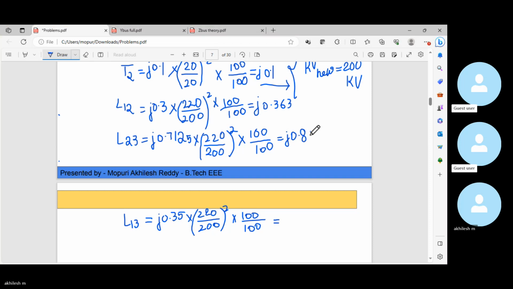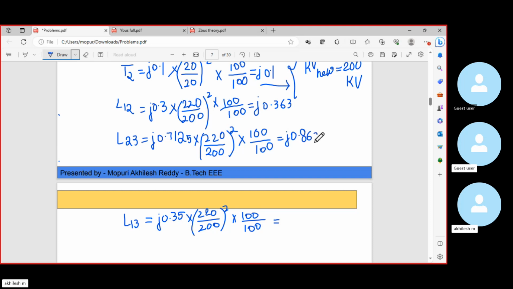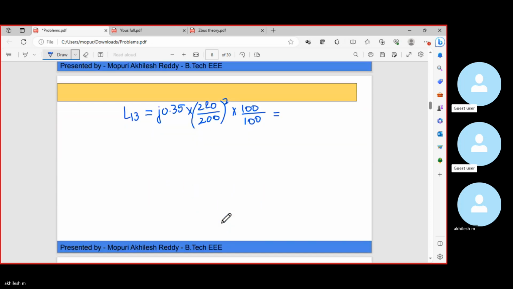0.862125, 0.86213. Okay. Here 0.35 into 1.21 is 0.4235. Okay, so we have done the per unit calculation for positive sequence, negative sequence, and zero sequence.